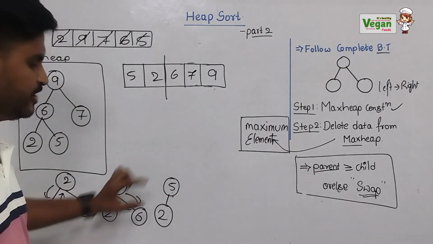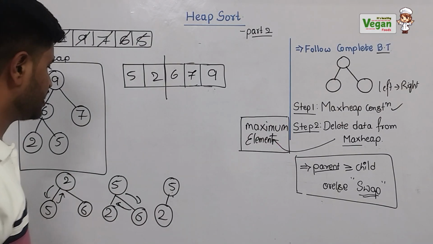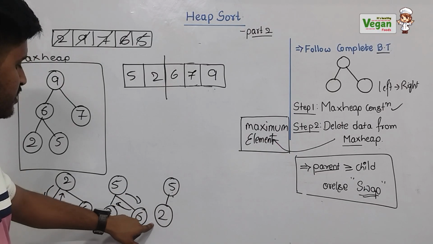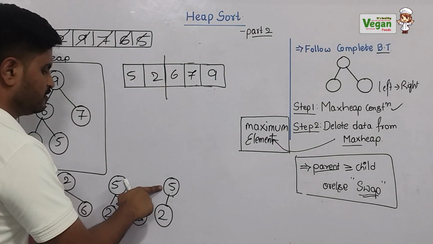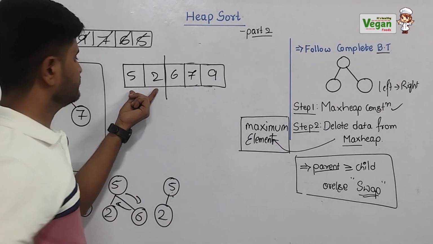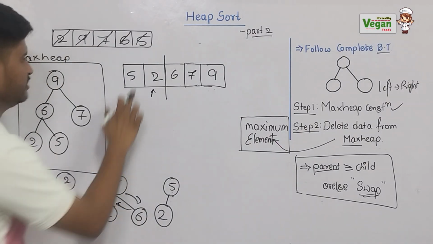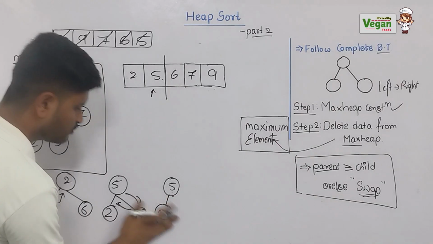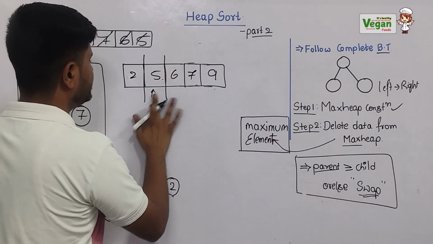Now we are left with only 2 elements. Here the child value is less than the parent value. So what we will be doing? We will be deleting the larger element while replacing it with the last element who entered. Since we have 2 elements, 2 entered at the last and the maximum element is 5. Just replace them. 2 will be here, 5 will be here. So 2 will replace the 5 place and 5 will be deleted.